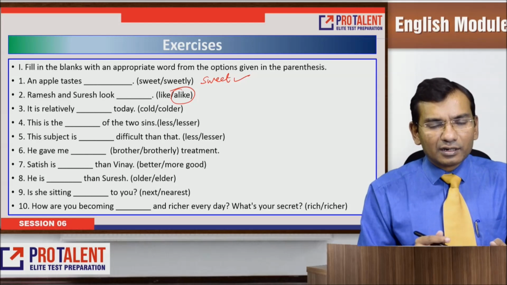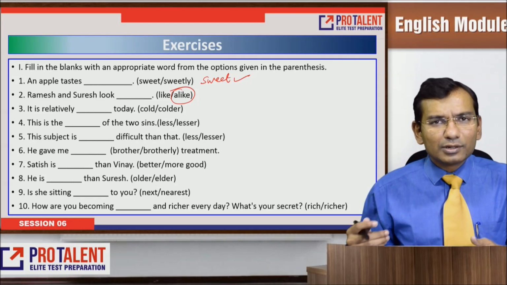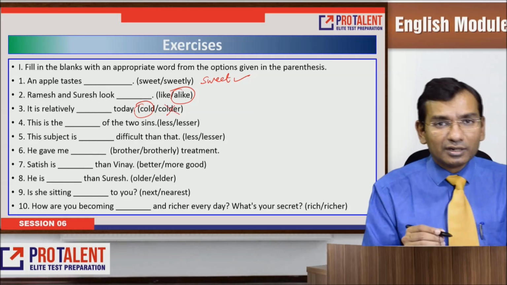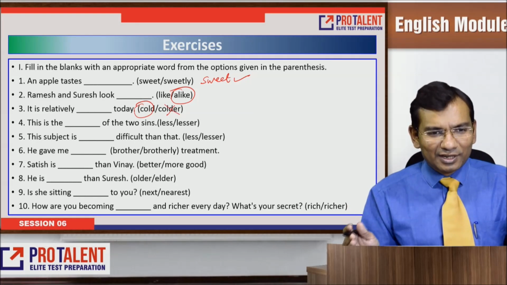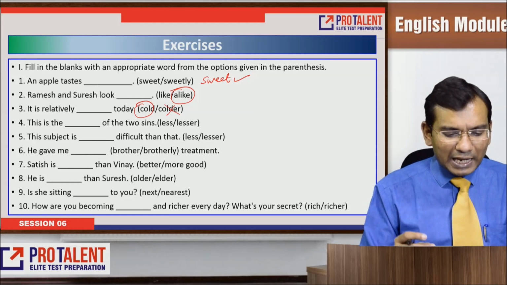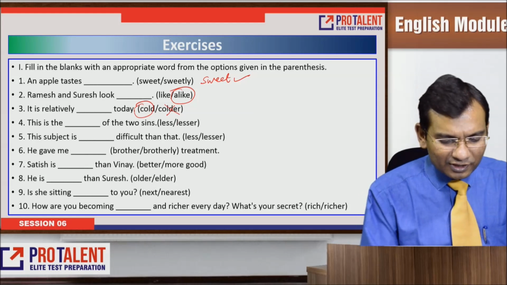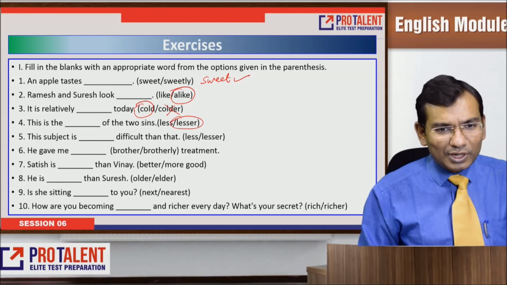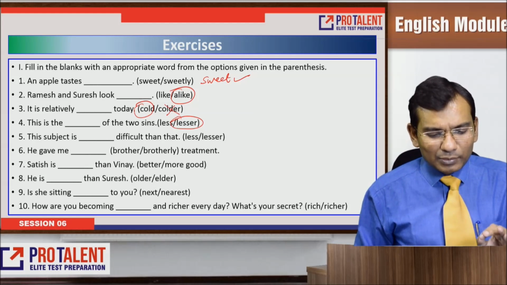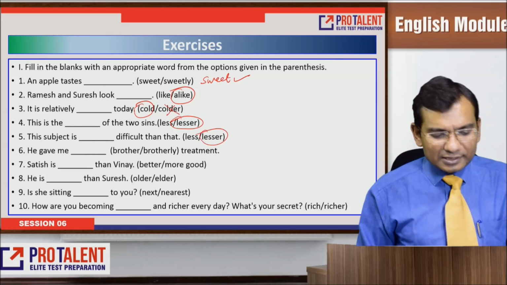It is relatively cold today or it is relatively colder today. It is relatively cold because there isn't anything mentioned about comparison here. So therefore it is relatively cold. This is the blank of the two scenes. This is the lesser of the two. Okay, यहाँ पे कंपैरिजन हो रही है इन दोनों में से एक. So therefore lesser. This subject is blank difficult than that. It is lesser than that. Okay, it is lesser than that.